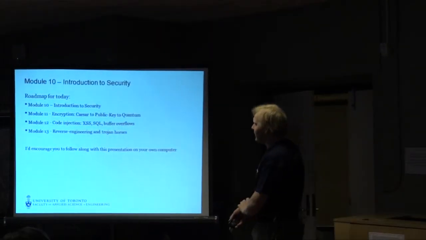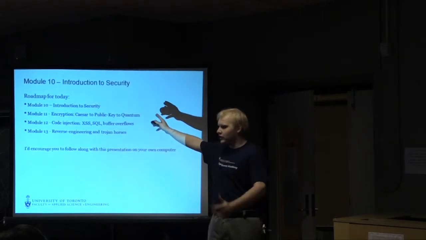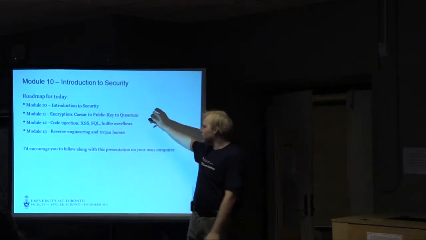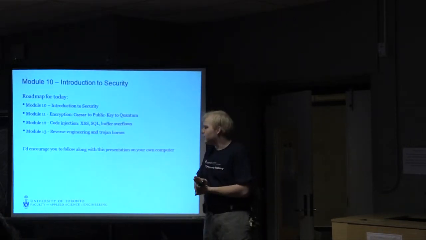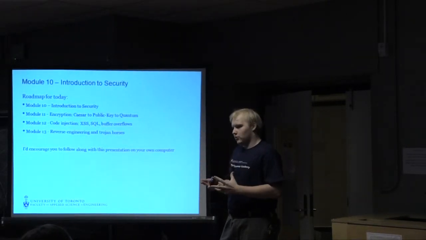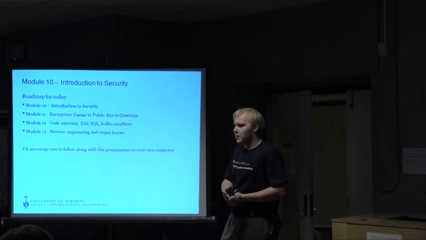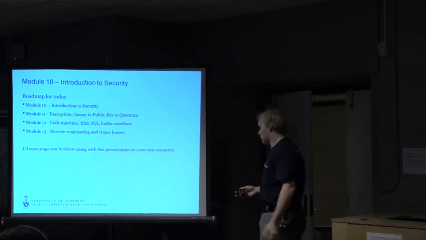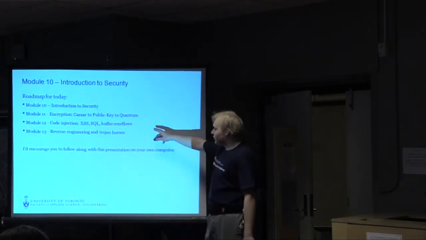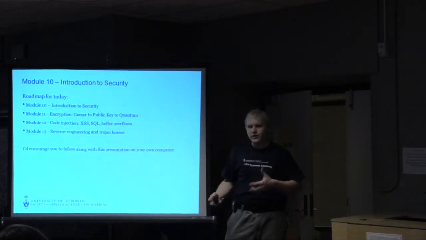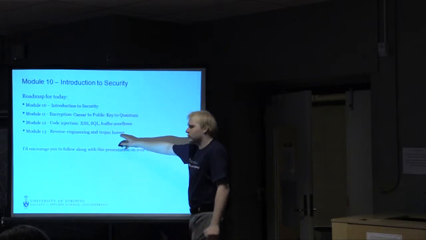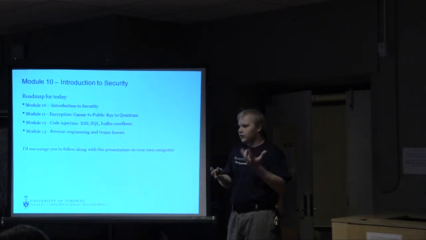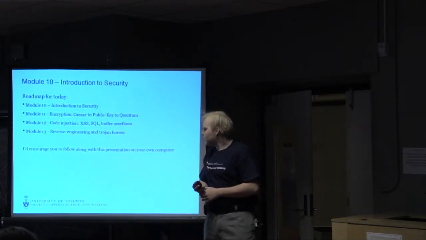A roadmap for today is we'll start off with a general introduction, look at a couple different techniques in security, then we'll get into encryption. And for the encryption part, that's sort of the backbone of the web, and of the web in the modern era where everything needs to be secure. Then we'll look at code injection, that is, how do we get our code to run somewhere it's not supposed to run, and finally reverse engineering and Trojan horses. So that's altering programs that you're not supposed to alter.